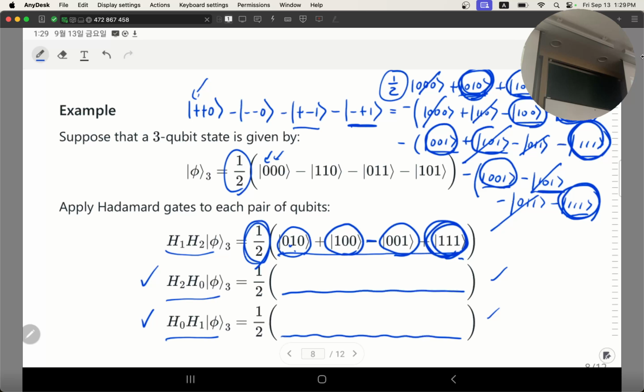I can't remember what the other word was. Hadamard? Hadamard makes 0 into plus, 1 into minus. Do you know what plus and minus mean? A little bit. Plus is the sum of 0 and 1. Minus is 0 minus 1. Okay. Plus 1, yes. Minus 1, yes.